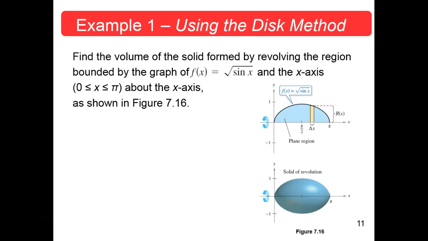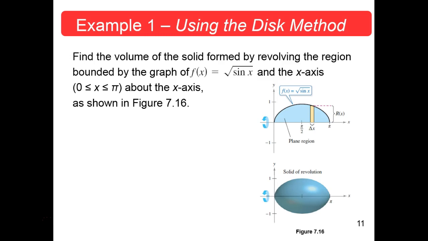Let's do example 1. This, by the way, is on page 456. Find the volume of a solid formed by revolving the region bounded by the graph of f of x equal to the square root of sine x and the x-axis, going from 0 to pi on the x-axis, and revolve it around the x-axis.